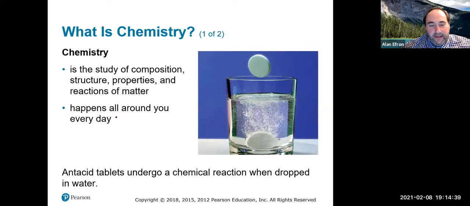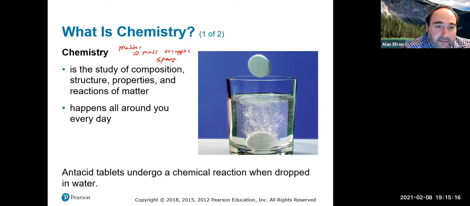But the main thing that we study in chemistry a lot of times is matter and the reactions of how matter changes, and what matter undergoes. So, a pretty simple definition of matter is anything that has mass and occupies space. So that's pretty much everything. It's all around us, obviously, in different forms.